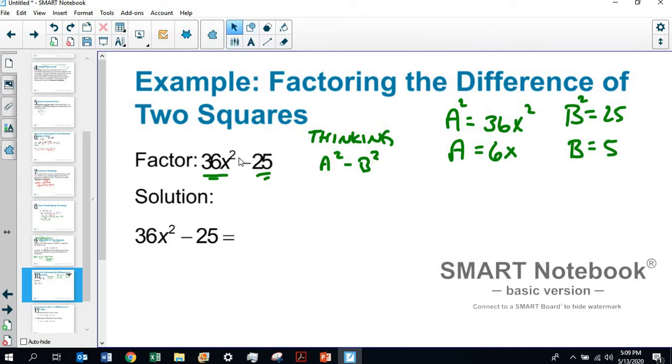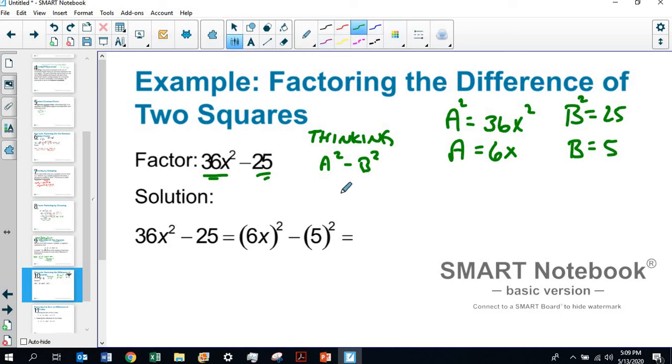You don't have to write it out the way that they do it here, but just to see it: 6x all squared minus 5 all squared. So now we're in this form, a squared minus b squared. And what's the formula for a squared minus b squared? Right, the formula is a plus b in one term and a minus b in the other term. You can switch the order, it doesn't matter.